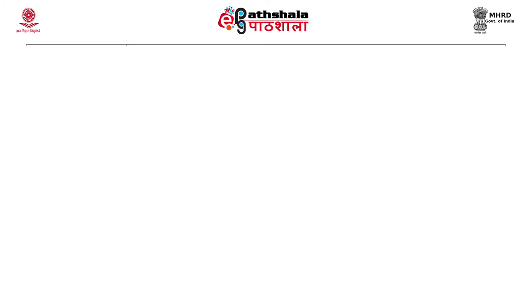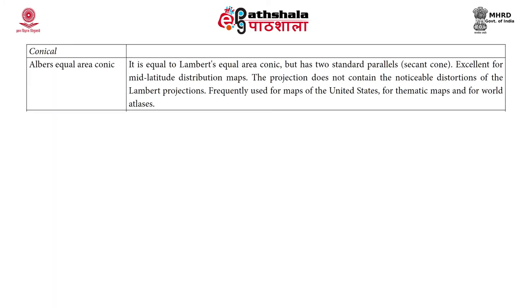topographic maps. Then next, coming to the conical projections, first we have the Albers equal area conic. It is equal to Lambert's equal area conic, but has two standard parallels. Excellent for mid-latitude distribution maps, the projection does not contain the noticeable distortion of Lambert's projection. It is frequently used for maps of the United States, for thematic maps, and for world atlases.